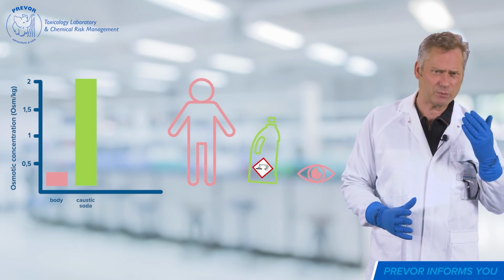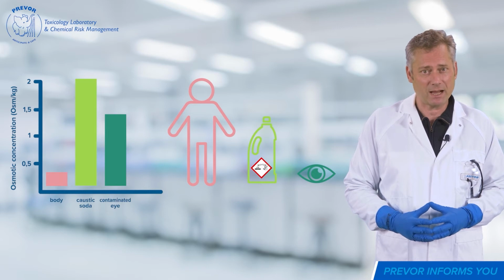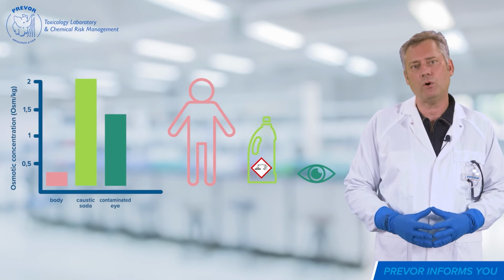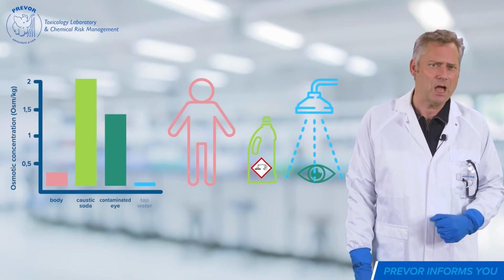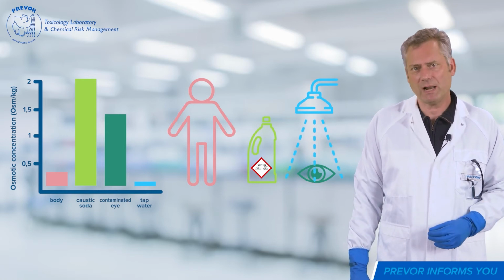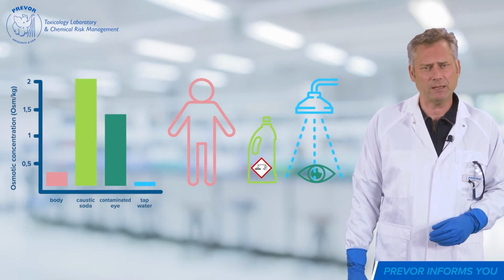Unfortunately, I get splashed with this chemical in my eye. The concentration of ions in the contaminated eye increases, so the osmolarity rises to about 1.4 osmoles per kilogram. I start to rinse as quickly as possible and use the safety shower with tap water. However, the osmolarity of tap water is quite low, about 0.1 osmoles per kilogram. So I put liquids together that have a very different osmolarity.